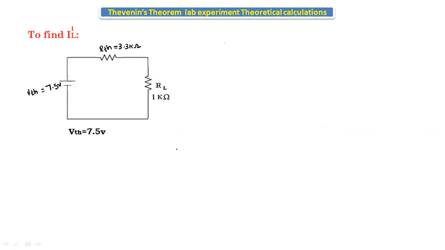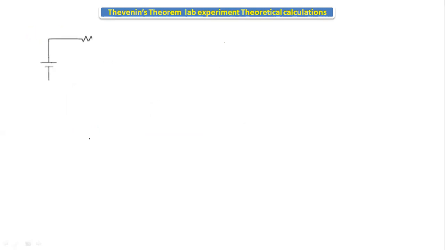Now, if we find the IL dash, assume that the current passing through this branch is IL dash. The formula is VTH divided by RTH plus RL. The VTH value we know already, that is 7.5 volts, divided by RTH value 3.3 plus RL, which is 1 kilo ohm. If we calculate the above value, we will get IL dash equal to 1.74 milliamps. For that, Thevenin's voltage is equal to 7.5 volts.